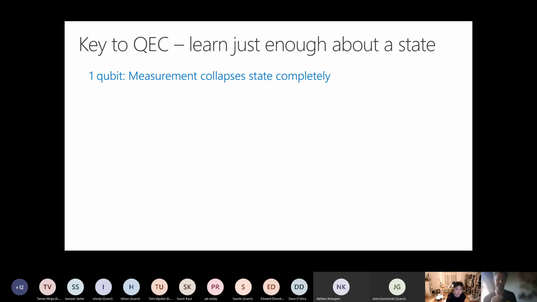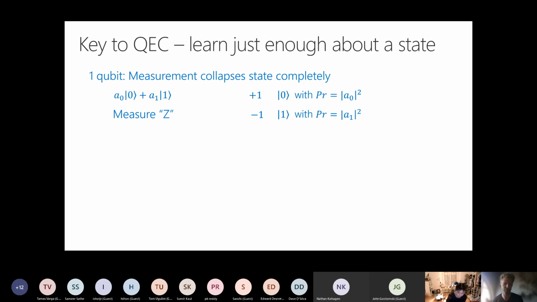Well, let's first of all remind ourselves about some of the basics of quantum mechanics as they're relevant to this topic. So suppose you have one qubit and you measure it. Then as we know, you collapse the state, and you collapse the state completely. So if you have an arbitrary quantum state over 0 and 1, then in this particular case, when you measure it, with some probability, which is the modulus squared of the coefficient in front of the 0 ket, you'll get a +1 outcome, and with some other probability, you'll get a -1 outcome. Okay, very good.